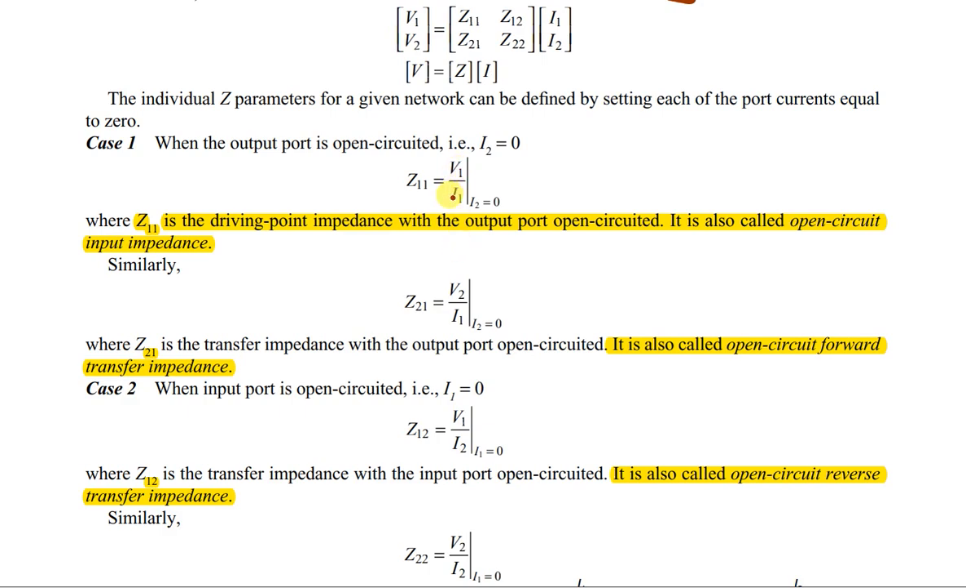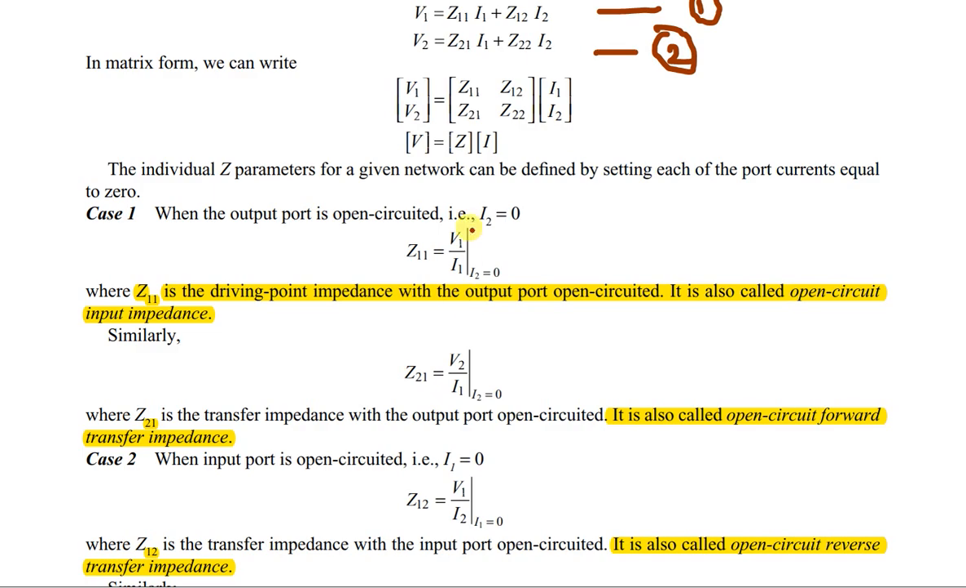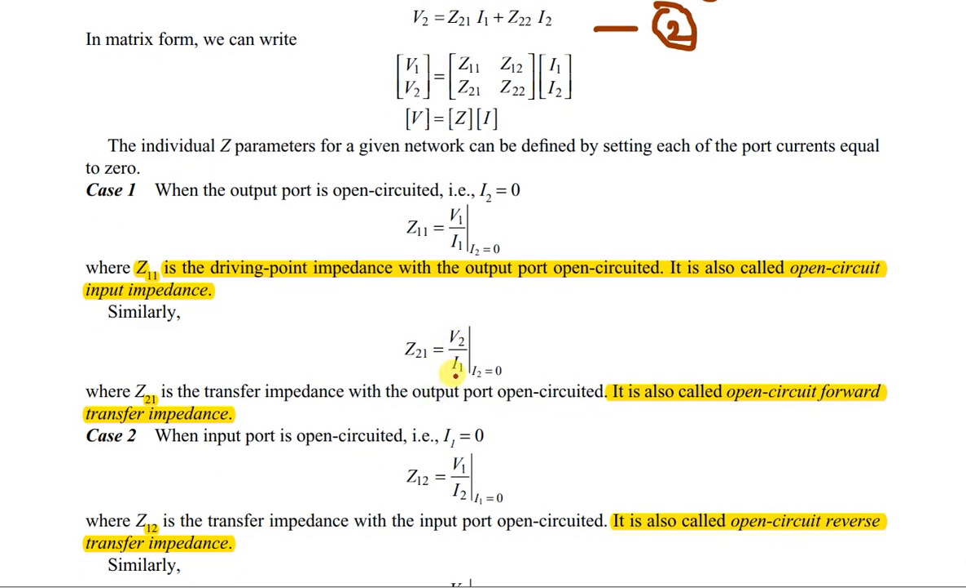If it is input voltage by input current, we call it input impedance. So Z11 is called the open circuit input impedance because I2 is 0. We made I2 equal to 0 by open circuiting the output terminals, and it is a ratio of input voltage by input current. That's why it's called input impedance. Similarly, with I2 equal to 0, one more parameter from equation number 2, Z21 is V2 by I1. It is output side voltage by input current, so it is called forward, from input to output.